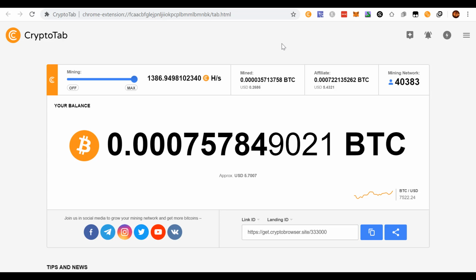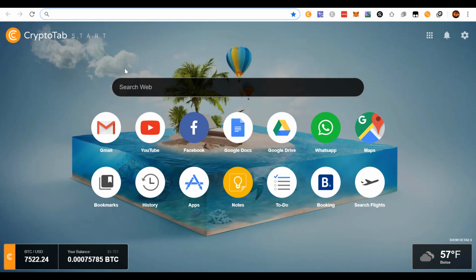So let's talk about how to get more Bitcoin out of Cryptotab. How can you earn more? How can you make more? First of all, you want to be using the web browser yourself. This is a start page. This is a different extension, but it connects to Cryptotab browser. It always has Bitcoin down here and your current balance and all your most popular little websites, right?